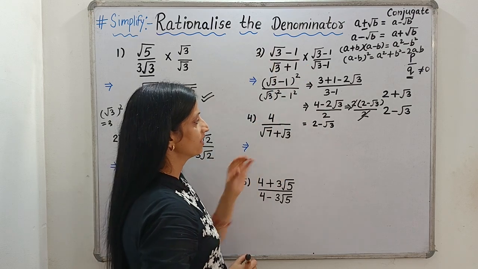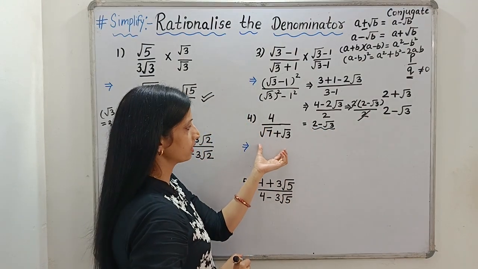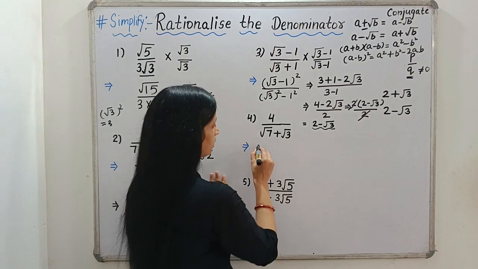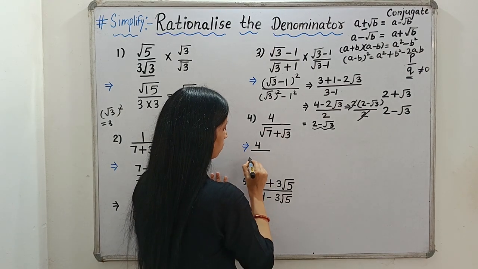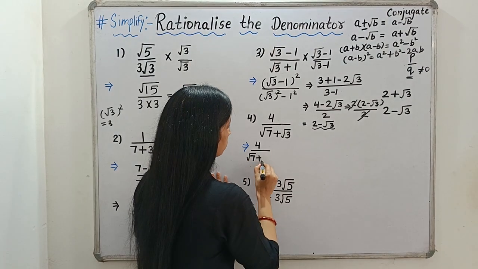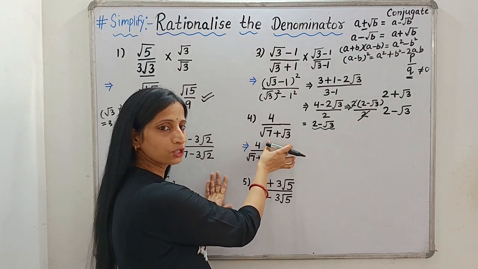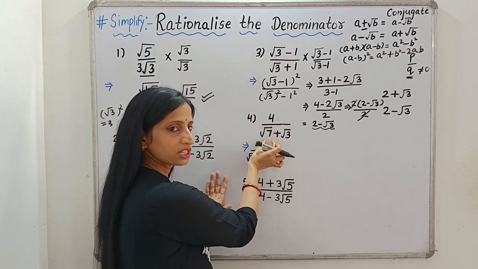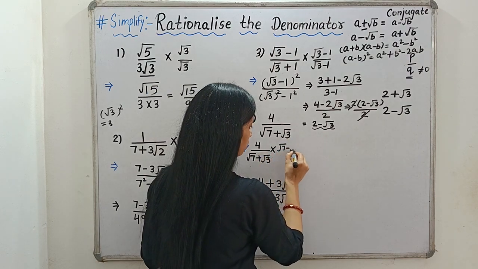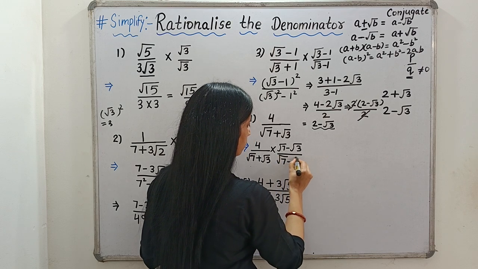Okay. Now let's solve question number 4. So it is again 4 upon root 7 plus root 3. So again the steps will remain the same. 4 upon root 7 plus root 3, write it as it is, and then we will multiply by its conjugate. What will be its conjugate? Root 7 minus root 3. So root 7 minus root 3 upon root 7 minus root 3.